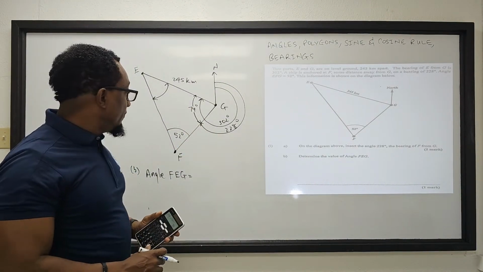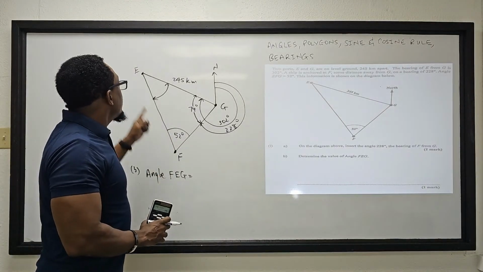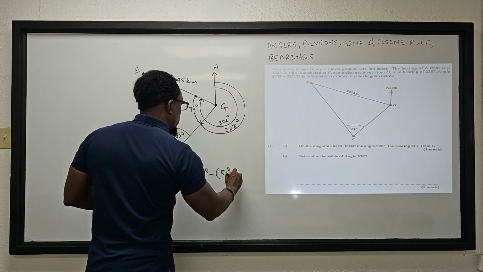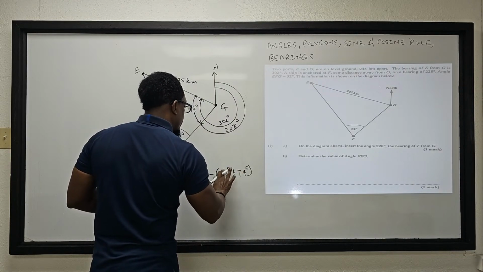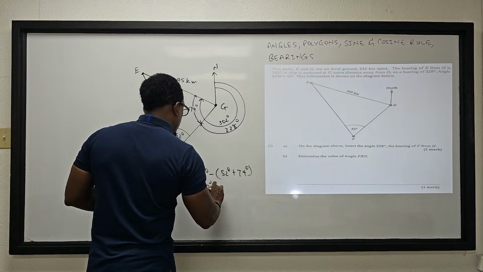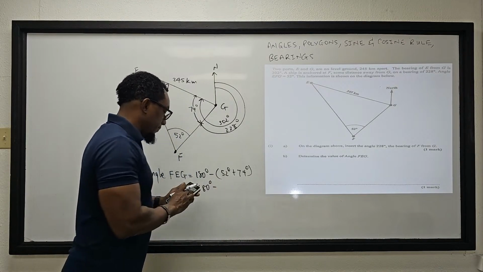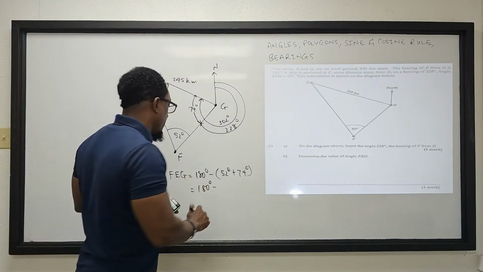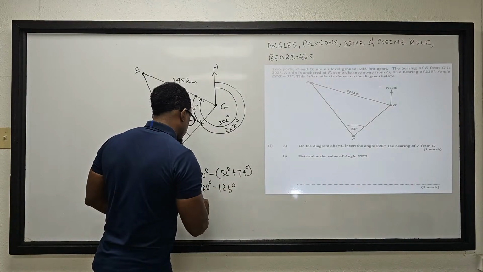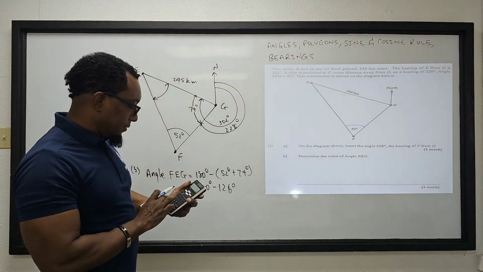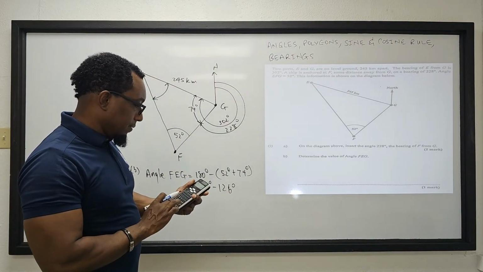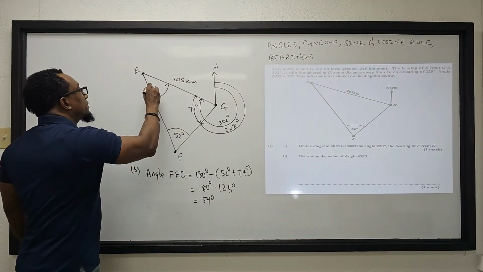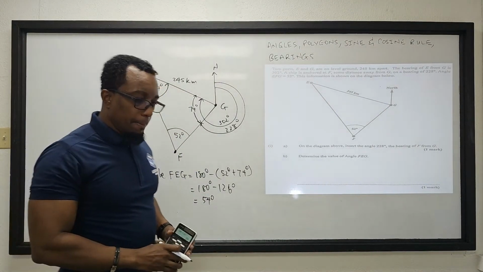And if that's 74, then to find this angle FEG, it is going to be 180 subtract 52 plus 74. 52 plus 74 is 126. So 126 degrees from 180, that's 54 degrees. So this angle here is 54 degrees.